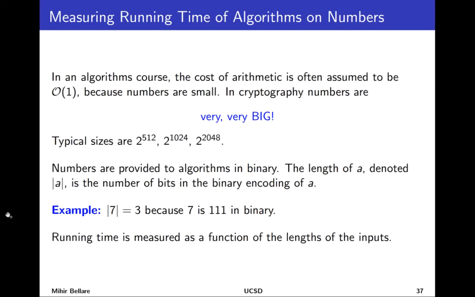We might overload this bar notation and apply it also to a number. And it's supposed to return the number of bits in the binary encoding. So for example, applying this to 7 doesn't return the absolute value, but it returns 3 because 7 in binary is 111, and there are 3 digits in there.